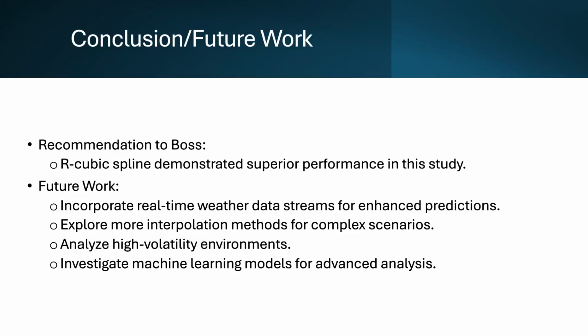So just to conclude, the recommendation we can make to our boss is that the R cubic spline method demonstrated the most superior performance. As we saw from that mean square error table, the least error was actually coming from this R cubic spline method. So this could be used for more accurate interpolations of the weather data for future events or anything that we might want to look at in the future.